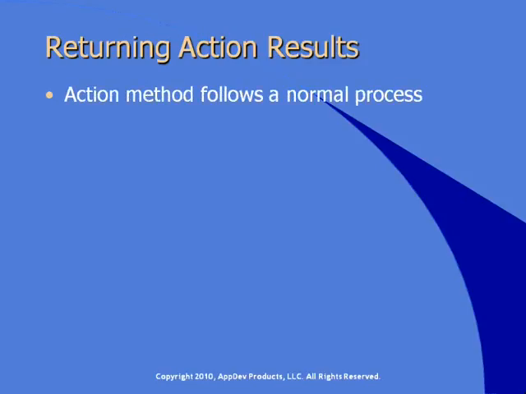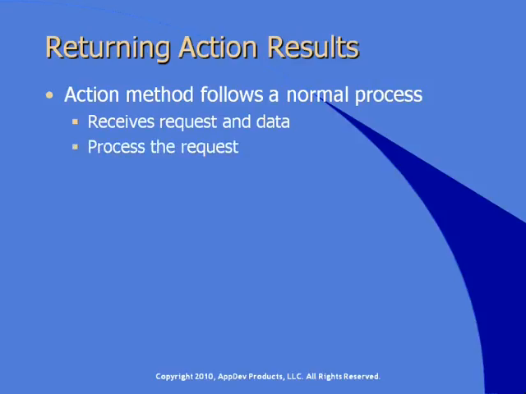An action method in a controller normally follows a simplified sequence to process a request. It receives a request and any associated data. It processes the request, usually with some kind of interaction with the model, and then generates a response to the user.